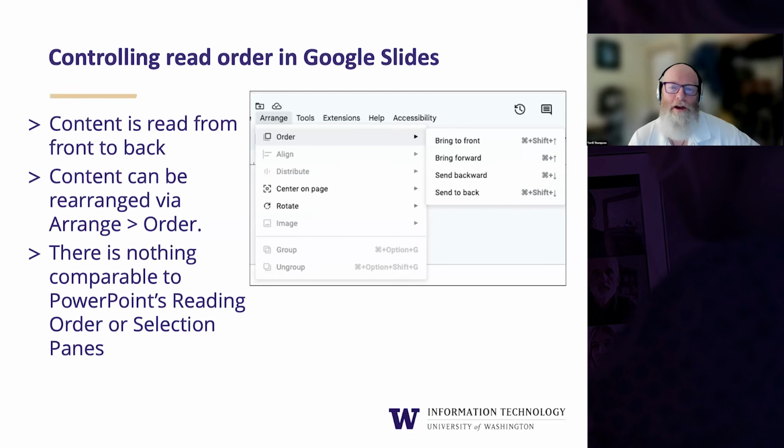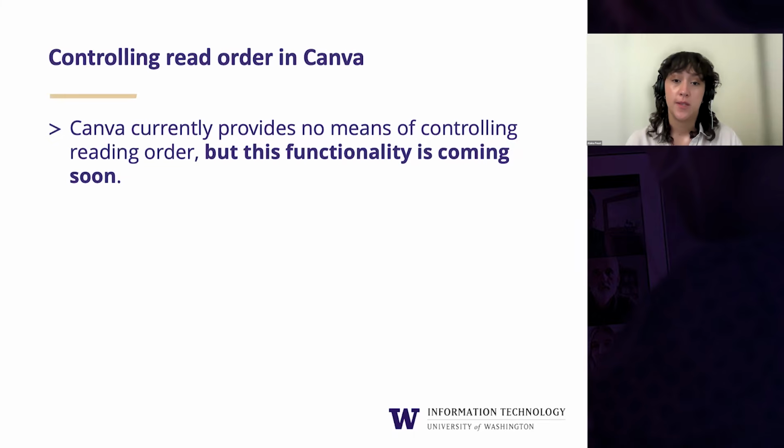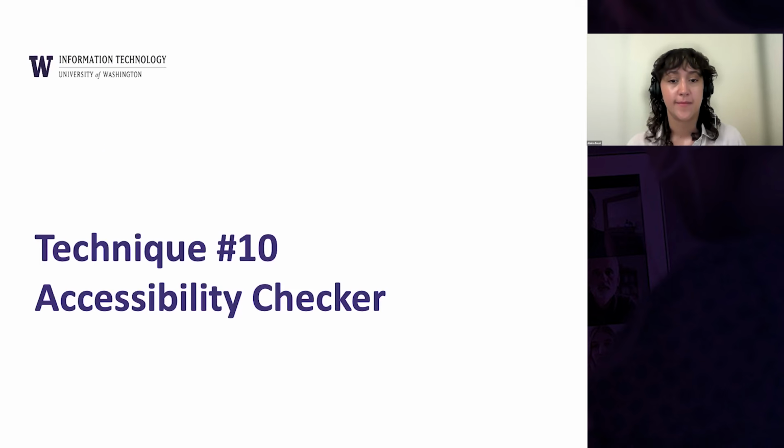So it would be nice to have something like what Microsoft provides, where you've got a list of the content in the order in which it's going to be read, and then you can manipulate it within that context. Otherwise, you have to be pretty meticulous to keep track of where things are cognitively, and then send things backward or forward to get to the desired order. Canva currently provides no means of controlling reading order, but they do tell us that this functionality is coming soon.